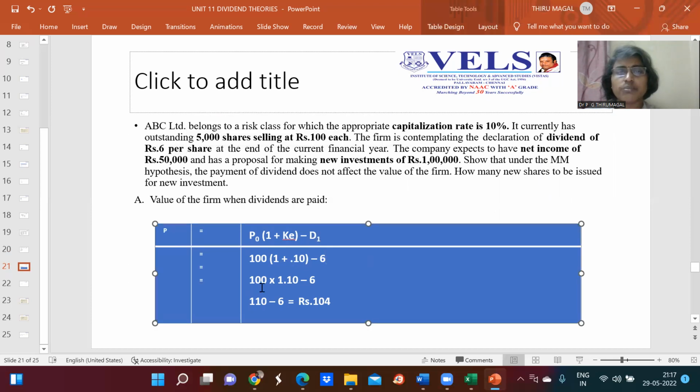Now we need to simplify. 100 we can keep as it is. 1 plus 0.10 is 1.1, minus 6. Multiply the first two: 100 into 1.10 is 110. Minus 6 gives 104. So when the dividend is paid, the share price of the company is rupees 104.